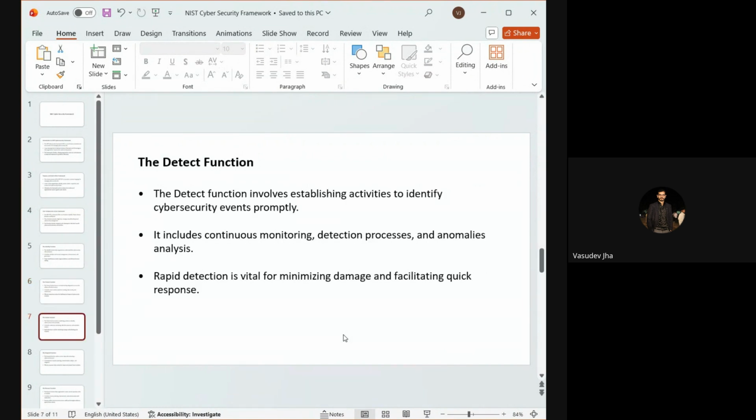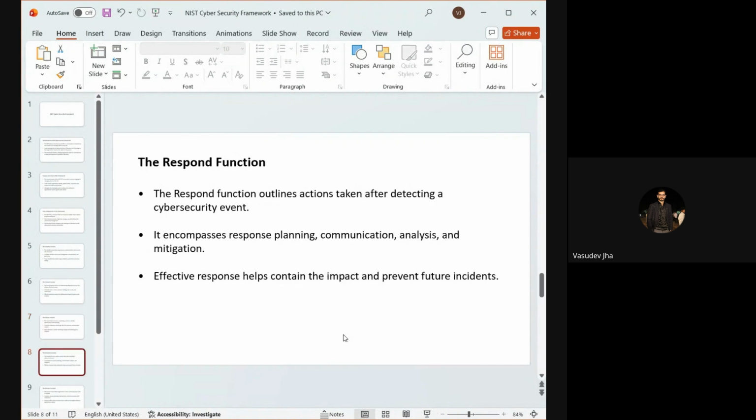Then we have the detect function. This function involves establishing activities to identify cybersecurity events promptly. It includes continuous monitoring, detection processes, and anomaly analysis. And rapid detection is vital for minimizing damage and facilitating quick response.